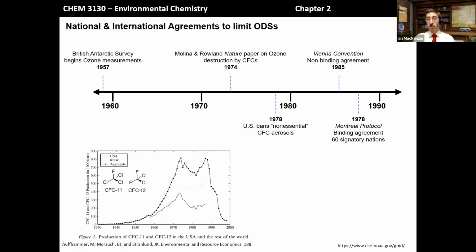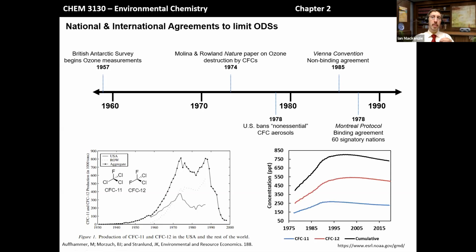Now, this dramatic drop in production and thus emissions of CFCs isn't exactly mirrored by a similar decrease in stratospheric concentration of CFCs. And this is where we need to talk about the lifetime of CFCs and other ozone depleting agents in the stratosphere. A couple of examples here, CFC-11 and CFC-12, with their concentrations illustrated in the stratosphere.